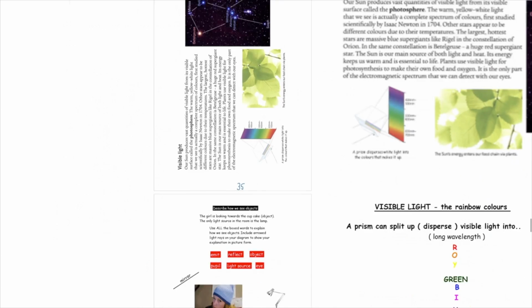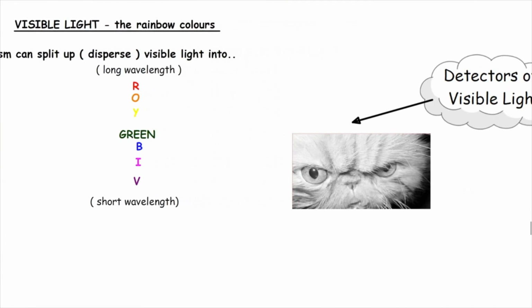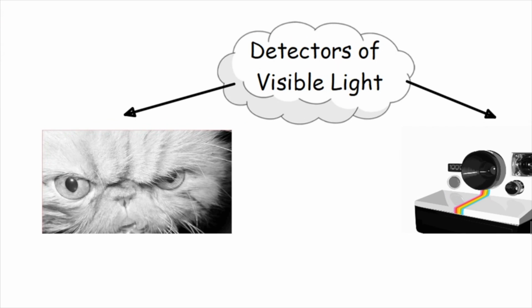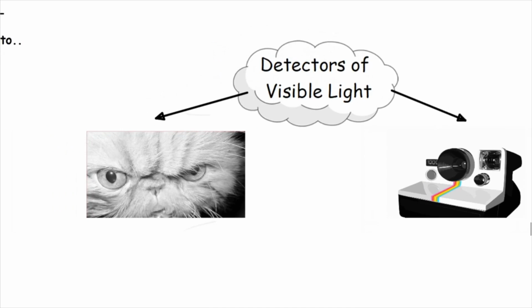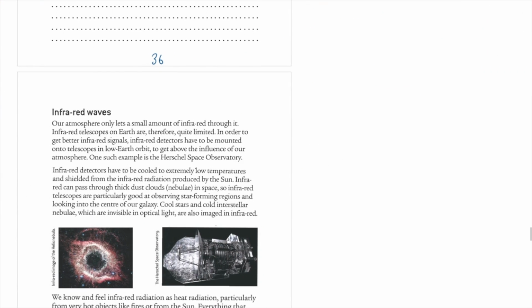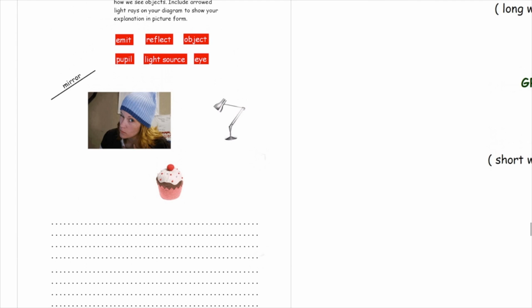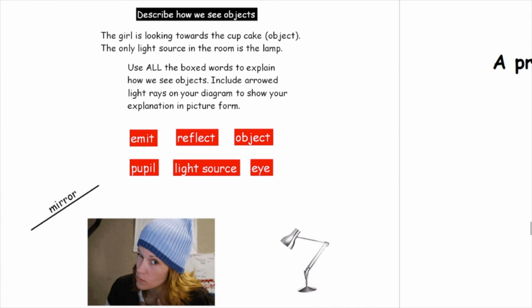I just copied it to the right hand side on visible light. We've already covered detectors of visible light, eyes, cameras, and a quick activity here for you to do. Describe how we see objects.